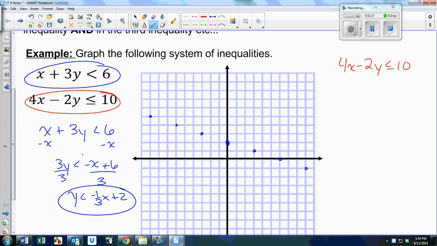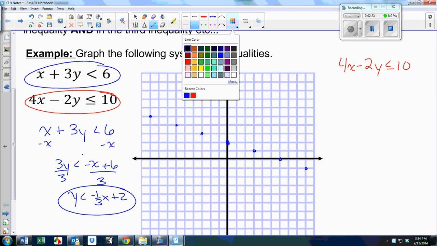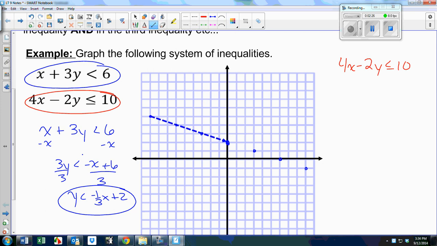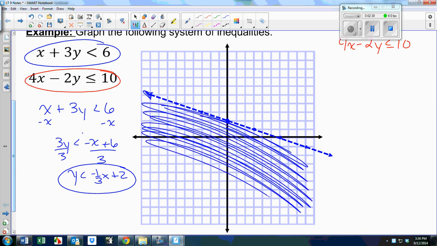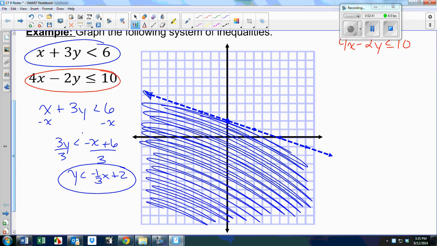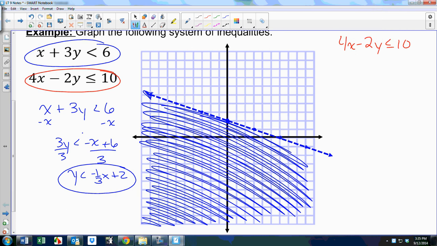all of which are older targets, so I know I'm going fast through those parts, but I'll grab a dotted line, keep it blue, and shade as it says, y is less than, shade below. So there are all of the ordered pairs that work for the first inequality. In red, solve for y, put it in slope-intercept form.